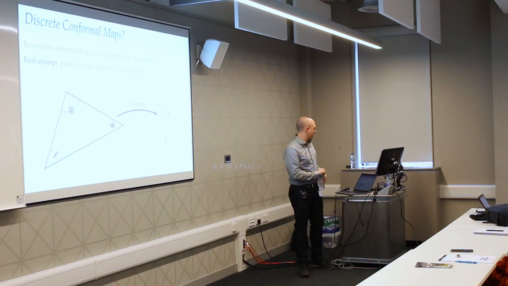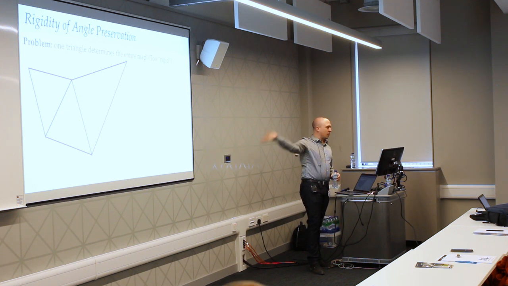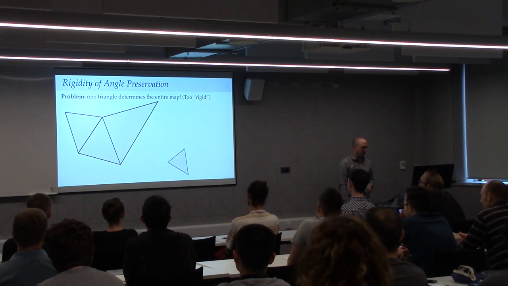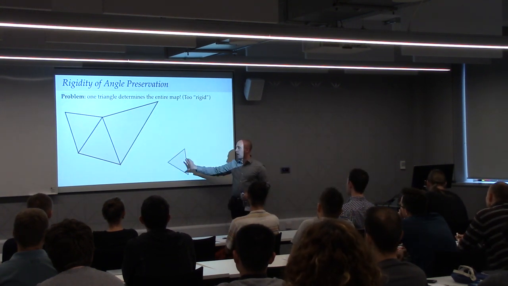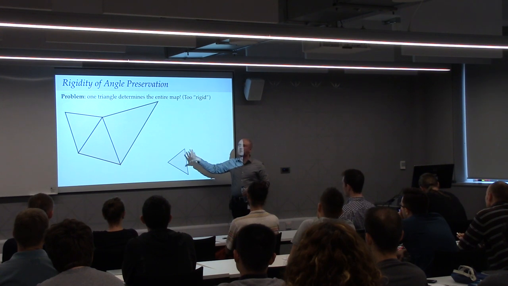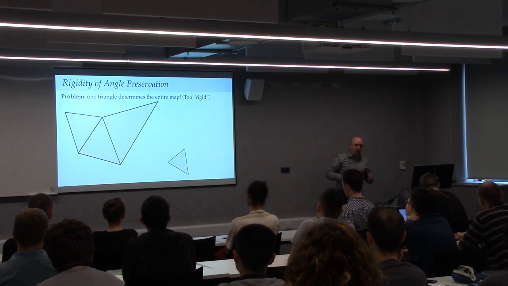Yeah, so let's walk through that so everybody really sees. The problem is that once I know what happens to one of these triangles, everything else is determined. So let's say I take the first triangle and I put it there. To preserve all the angles, I had to scale it and rotate it. I'm not allowed to shear it. So I picked a scale, rotation, and translation for the first triangle. Great, I preserved the angles.